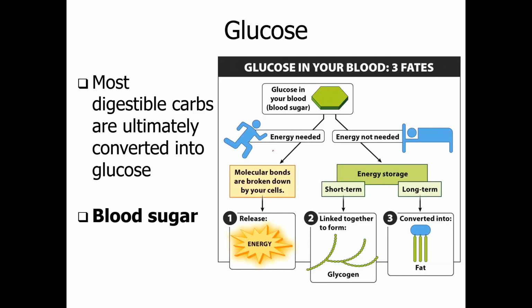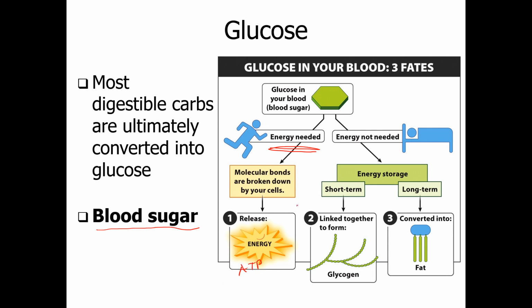As I mentioned before, when somebody says they have low blood sugar, they're talking about glucose being low. And most of the carbohydrates we take in, those that are digestible, get converted into glucose. If we are being active and using that up right away, it just goes through a process to make usable energy. What process would that be? That's right, cellular respiration, to make ATP.